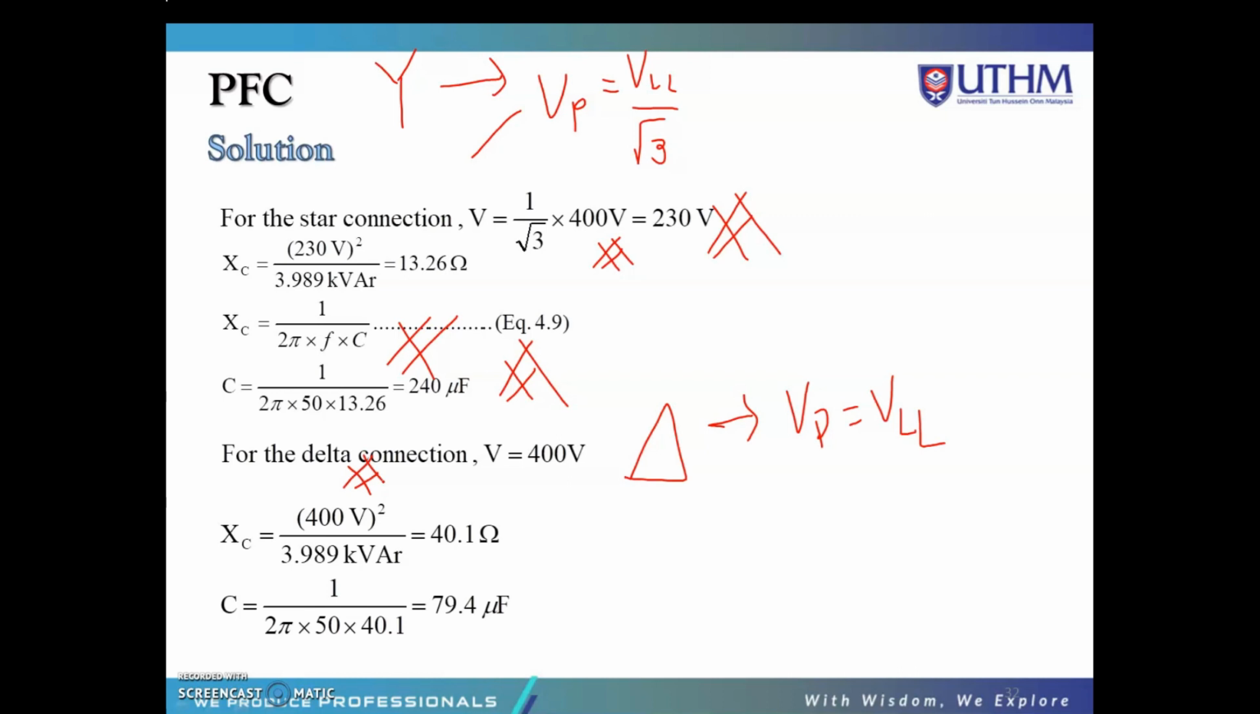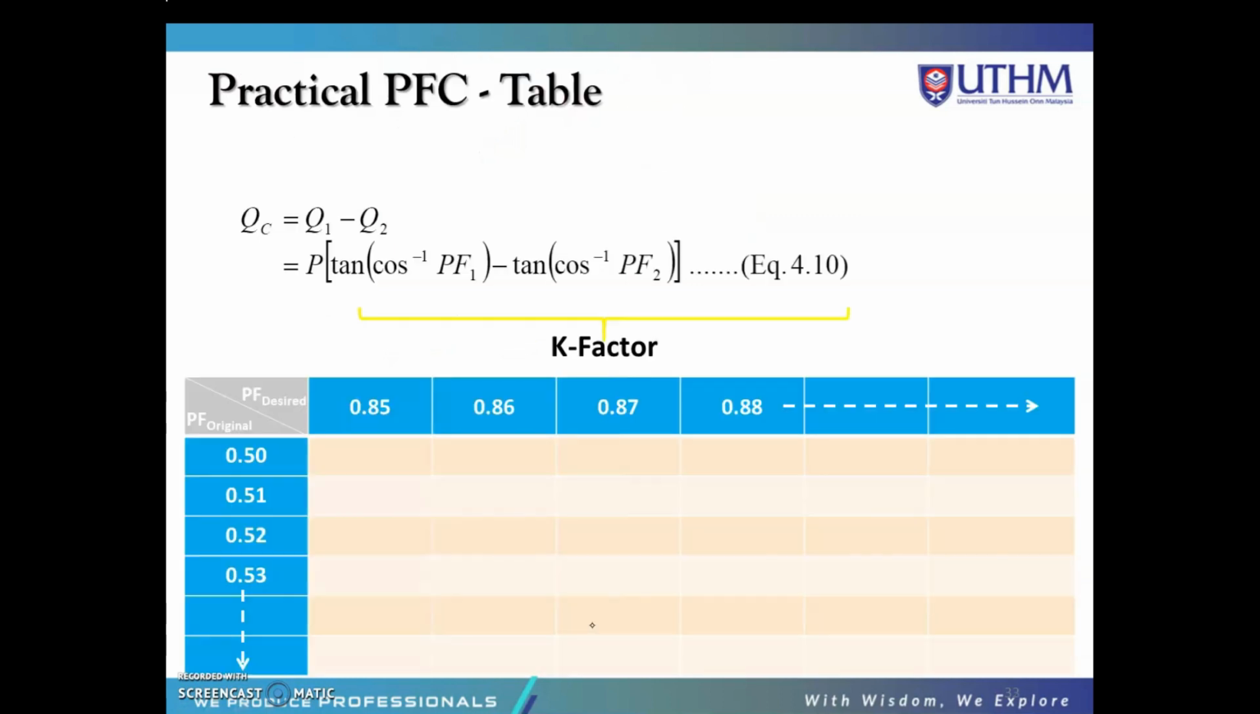Then you can get 79.4 microfarad. This one is for the delta connection. Okay, so this is the practical power factor correction league table that is normally used by industry to get the value of the QC. So QC, the Q1 is before power factor correction and Q2 is after power factor correction.